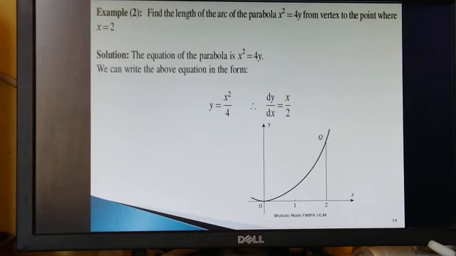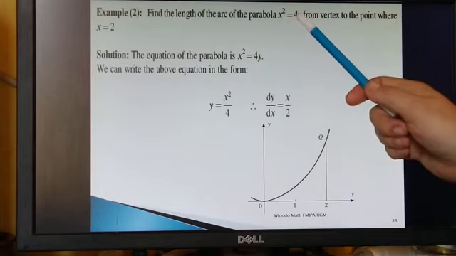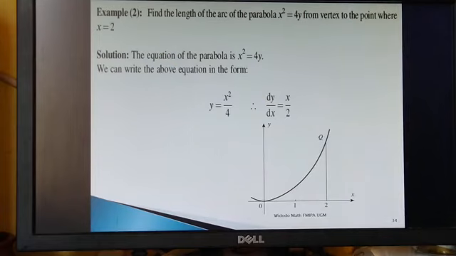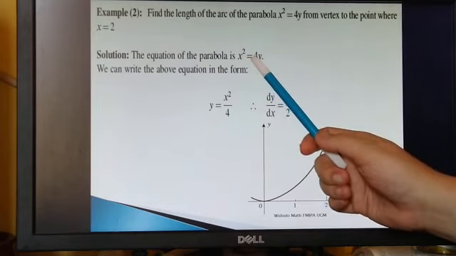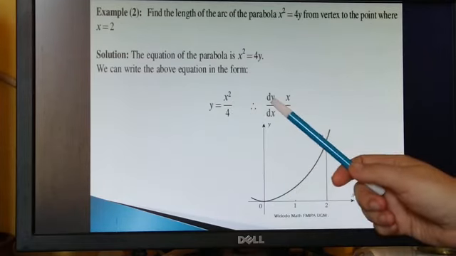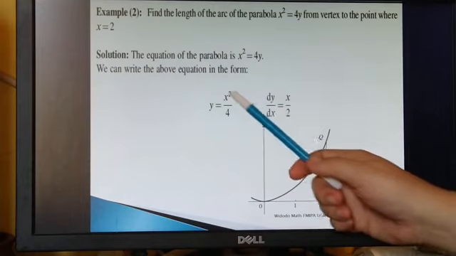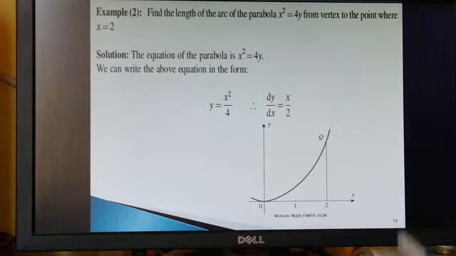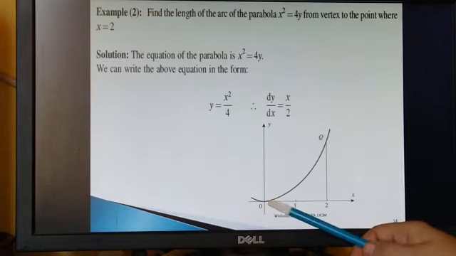Now the next example. For instance, if we have the parabola x² = 4y from the vertex to the point where x is equal to 2, what is the arc length? As usual, if x² = 4y, then y is equal to x² divided by 4. Then dy/dx is equal to 2x divided by 4, equal to x divided by 2. The graph looks like this.